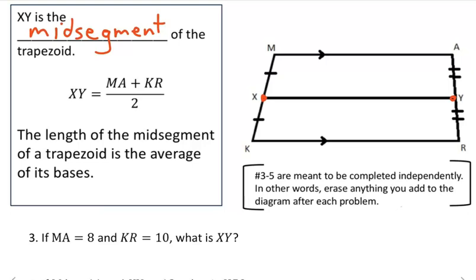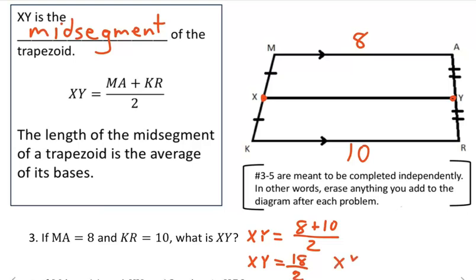mid-segment as well. All right, we're going to work problems 3 through 5 independently, meaning if I write in the diagram, I'll erase it for the next one. So on number 3, we have one base is 8, the other base is 10, so the average of the bases is that mid-segment. So XY will be 8 plus 10 divided by 2. 8 plus 10 is 18. 18 divided by 2 gives us 9 for that mid-segment's length.